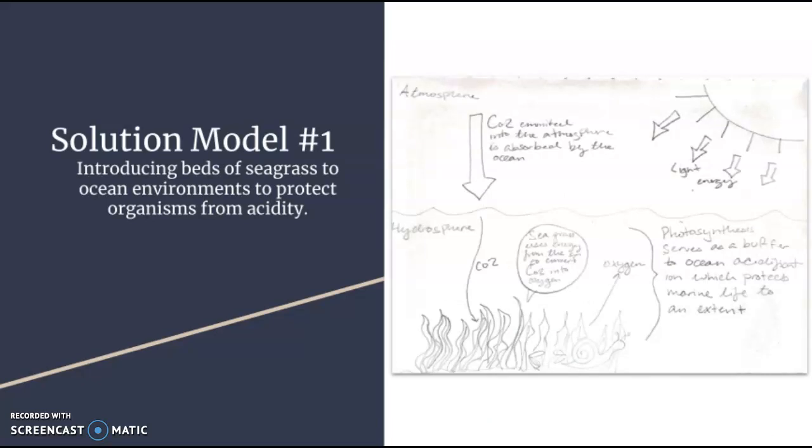Our first solution is introducing beds of seagrass to ocean organisms to protect them from acidity. So basically, as we know, CO2 is emitted into the atmosphere, which is then absorbed by the sea. And basically what seagrass does is it conducts photosynthesis, so it absorbs CO2, and through the chloroplast it uses light energy to transform CO2 into oxygen. So it kind of serves as a buffer for ocean acidification, which will protect marine life to an extent.